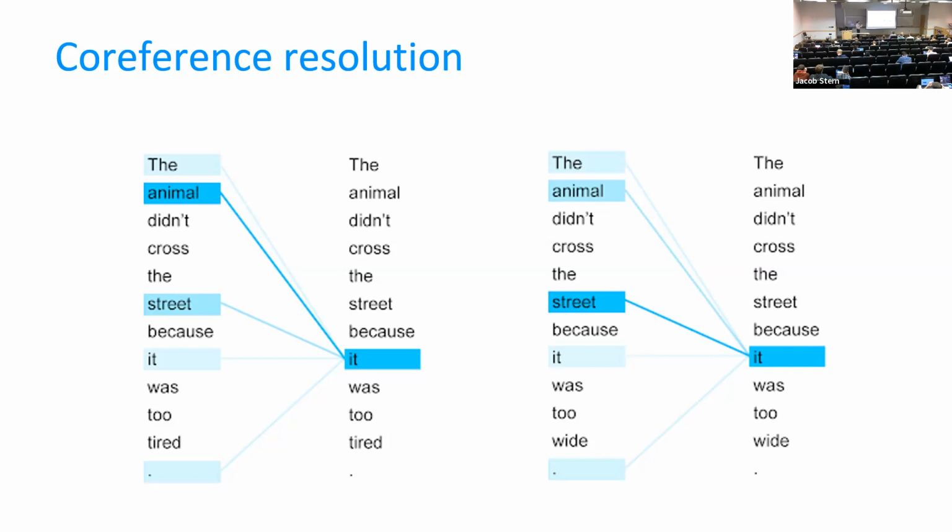Yeah, exactly. So somehow we needed a way of figuring out how the network learned to weight animal high in this setting and street high in this setting. I'm guessing it's because in a previous step, we took information from the word tired to update the word it, so it probably took information from the word tired in the first sentence and information from the word wide in the second sentence.